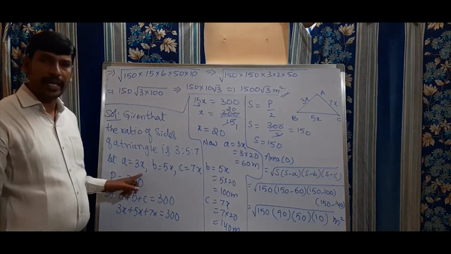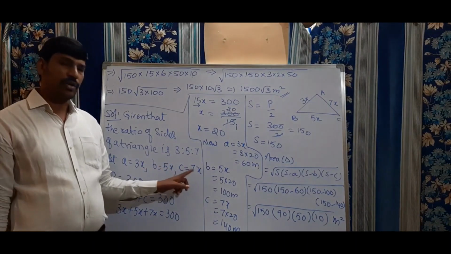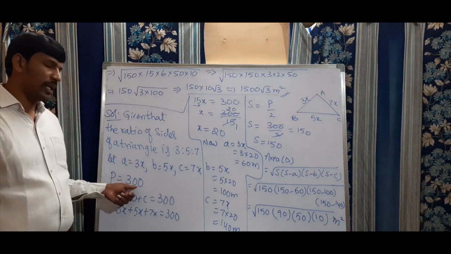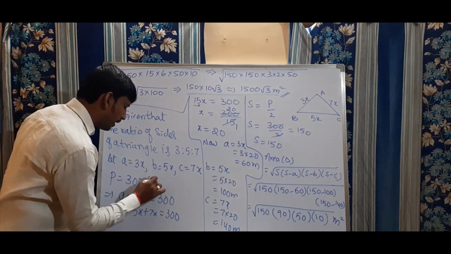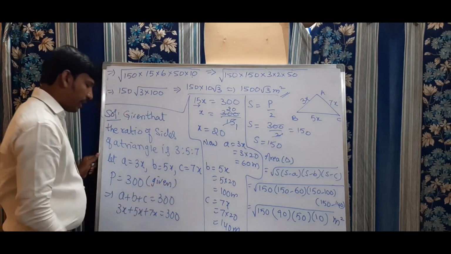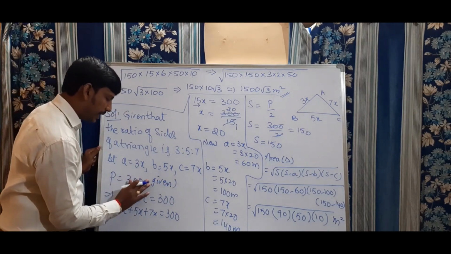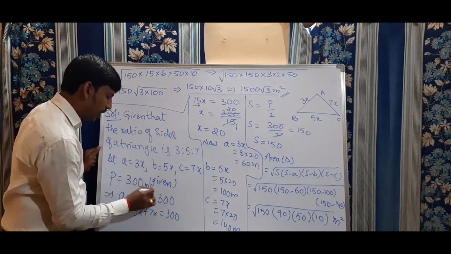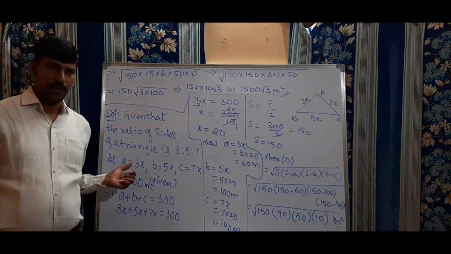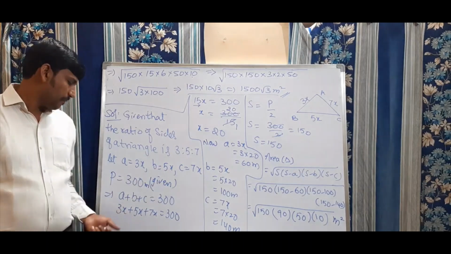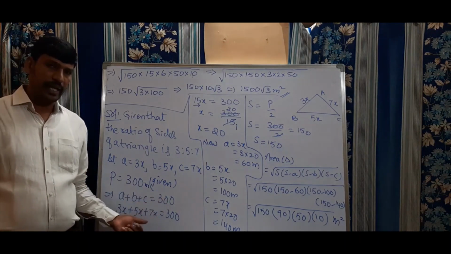a equal to 3x, b equal to 5x, c equal to 7x, then P is equal to 300 meters. They have given that already. So what is the perimeter? Perimeter is nothing but the sum of all the sides, a plus b plus c. Then a plus b plus c equal to 300.